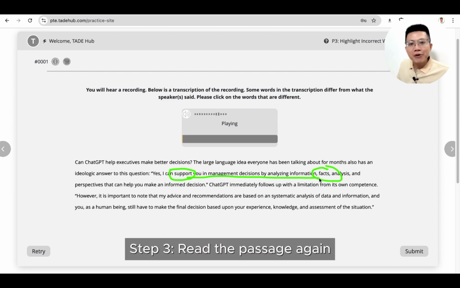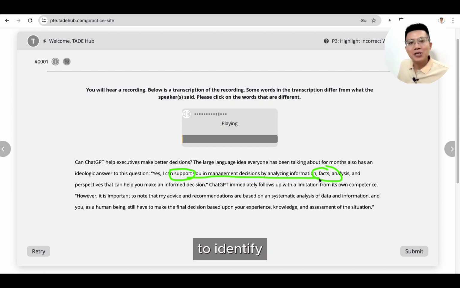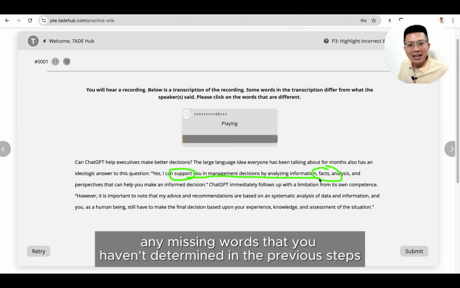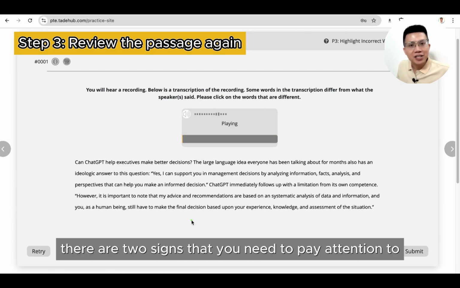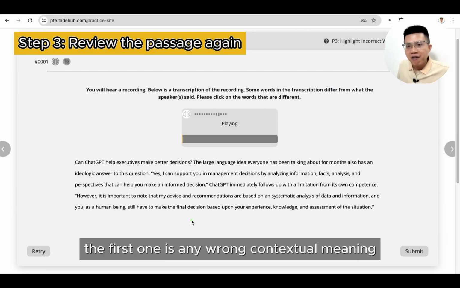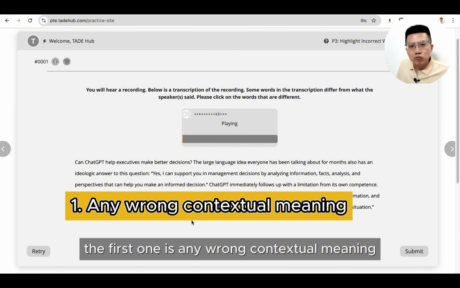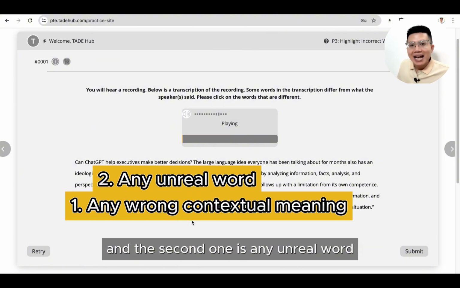Step 3, read the passage again to identify any missing words that you haven't determined in the previous steps while listening to the audio. And in this step, there are 2 signs that you need to pay attention to. The first one is any wrong contextual meaning, and the second one is any unreal word.